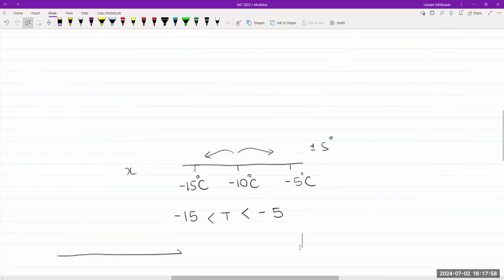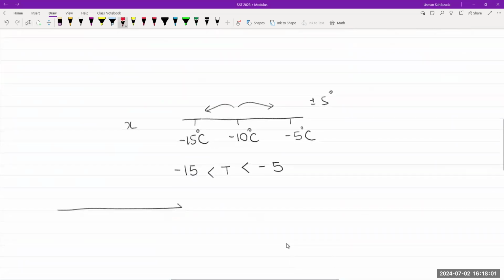So now, how would you write this? You'd say T minus -10 modulus less than 5, which becomes T plus 10 modulus less than 5. Do you understand this? Is that clear? So it's T minus -10 because the temperature was negative. So when you took the difference, this became positive, modulus less than 5. This gives you the range of temperatures.